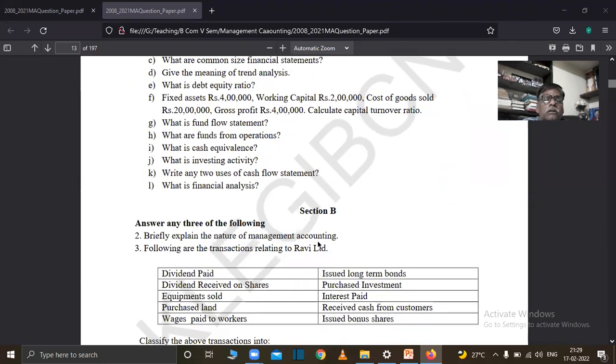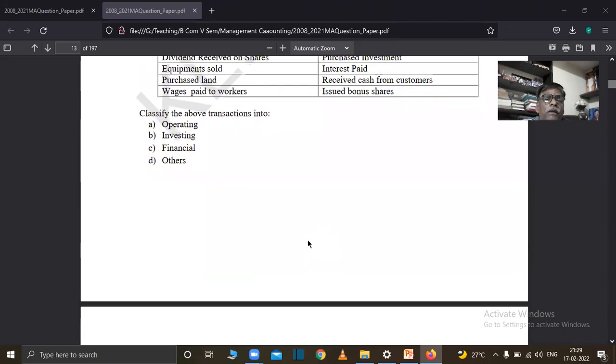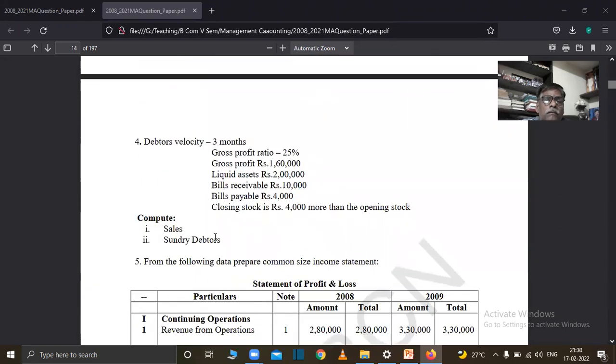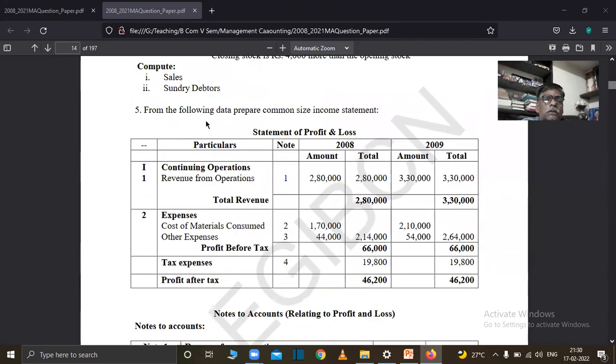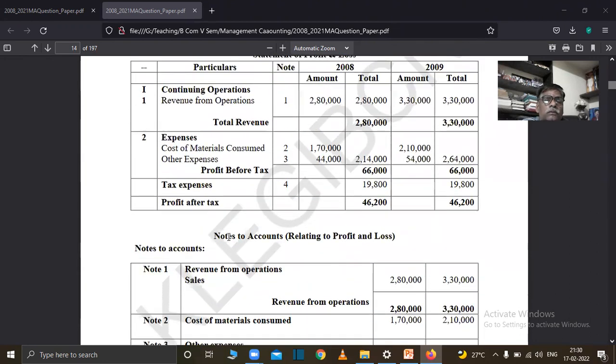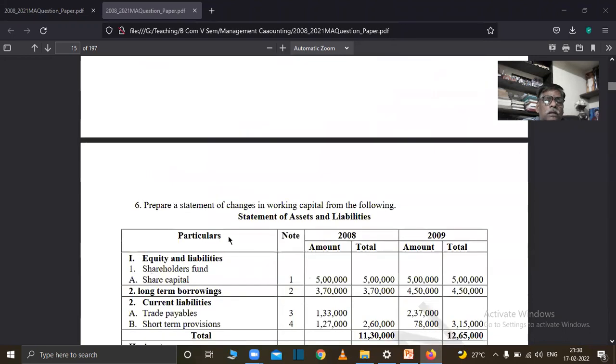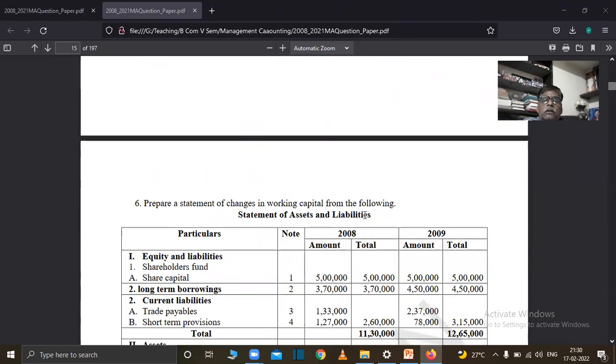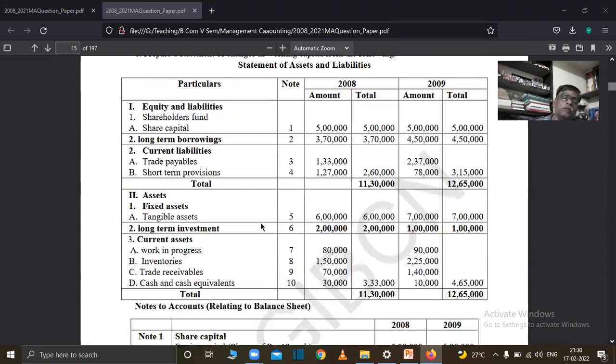You go through that. And regarding the 5 marks question, in this case, sale is there. They asked to prepare the statement showing changes in working capital. This statement you prepare on the basis of current assets and current liability.